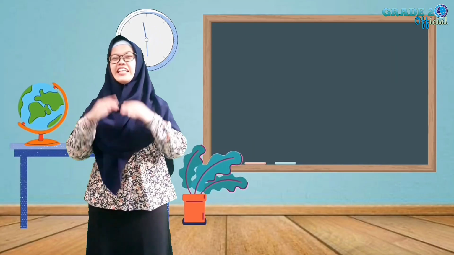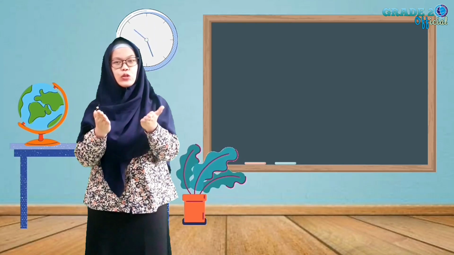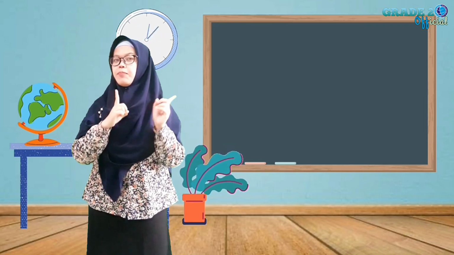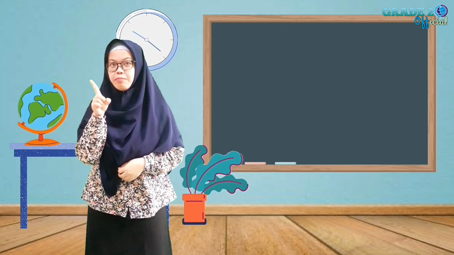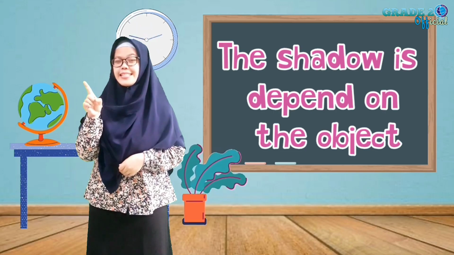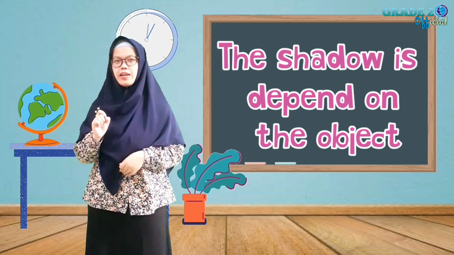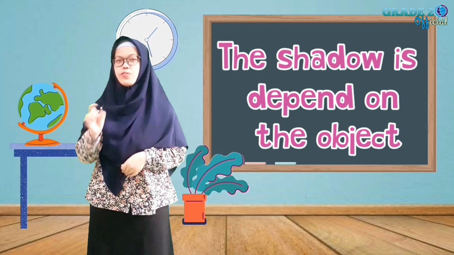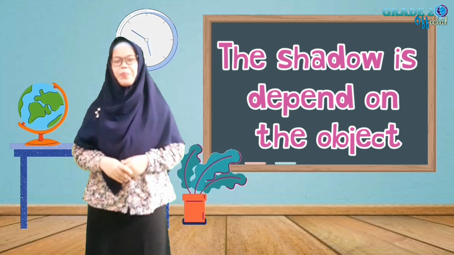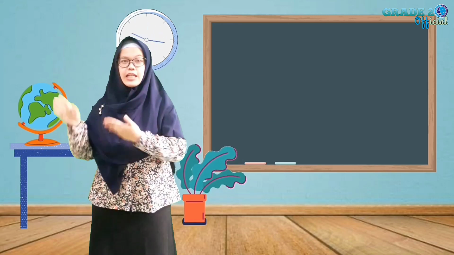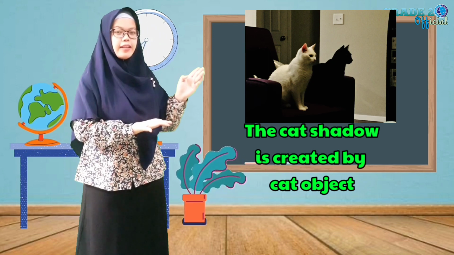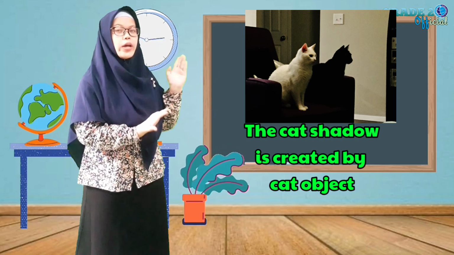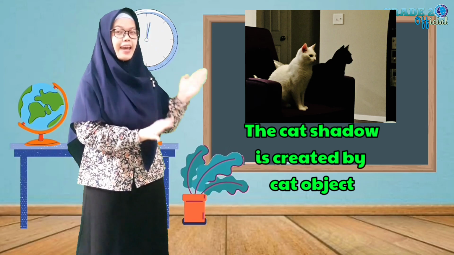Now, before Miss Shifa explains more, Miss reminds you to make sure that you understand the information in the previous video. Remember that the shadow depends on the object. For example, the cat shadow is created by the cat object.